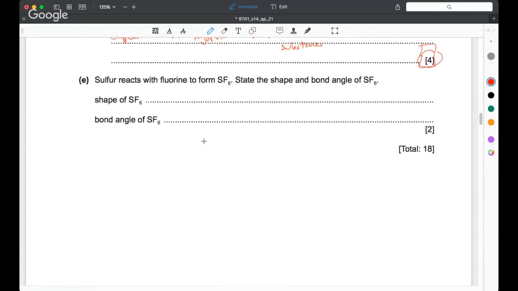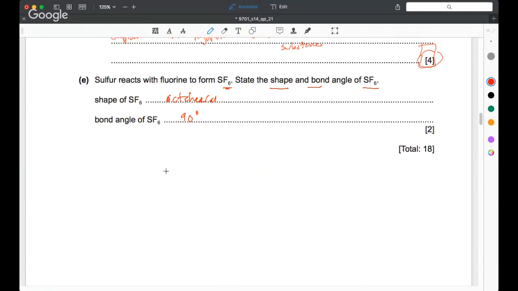Okay, so again, question stem. We're looking for the shape and a bond angle in this simple molecular substance as well. But this time they've sort of laid it out for us, so it's quite clear that we've got to state a shape and a bond angle. Okay, so the shape, you've got SF6, and when you get 6 atoms around a central atom, then the shape that you're going to get is octahedral. The bond angle in octahedral is 90 degrees.